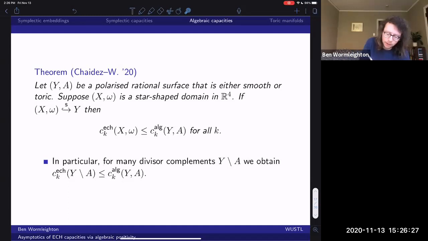And I should say, if it wasn't clear, that I'm regarding Y as a symplectic manifold just by picking some form which is Poincare dual to A. Okay. So in particular, one of the cases that we'll focus on the most, from many divisor complements, we obtain this bound: the ECH capacities of the complement, or say of a closure of the complement, are bounded above by the algebraic capacities of YA. Okay, and I'll share a theorem later on saying a situation in which they're equal, but we expect this to be an equality in many, many cases.